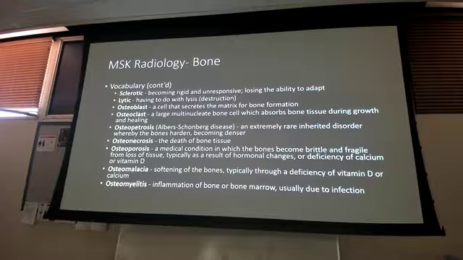Osteopetrosis is a rare inherited disorder, which we'll look at pictures on. Osteonecrosis, death of the bone. Bone can die in multiple ways. The main way that we will look at it is lack of blood supply, and we will talk about that. Osteoporosis we will cover extensively.